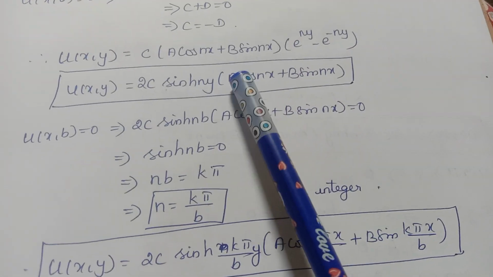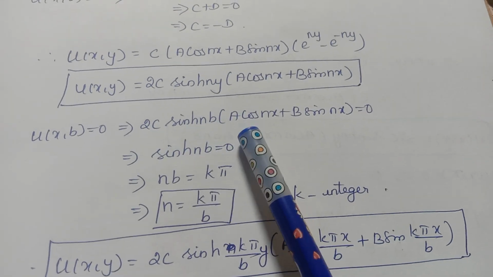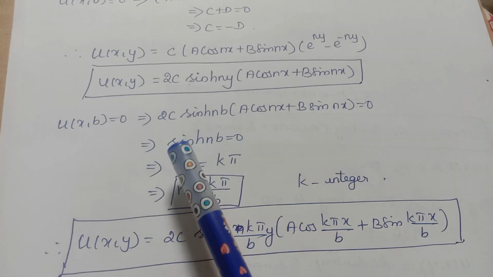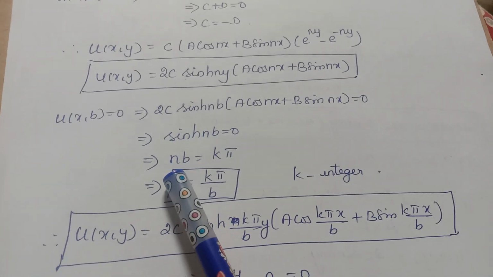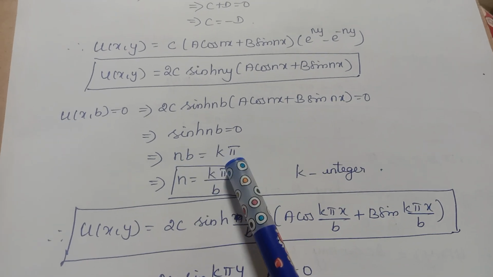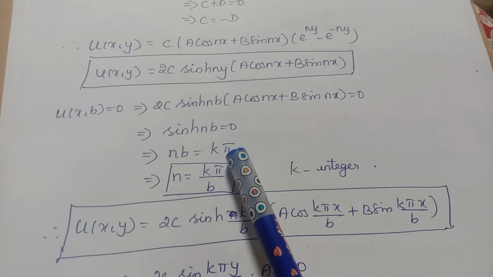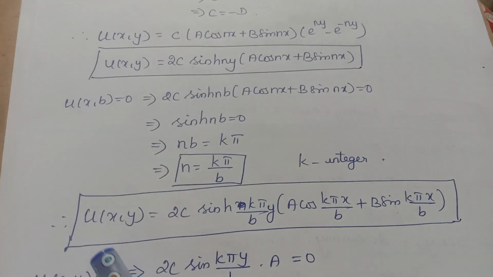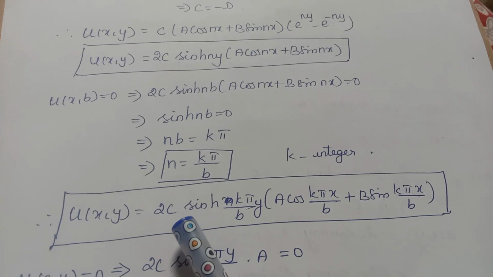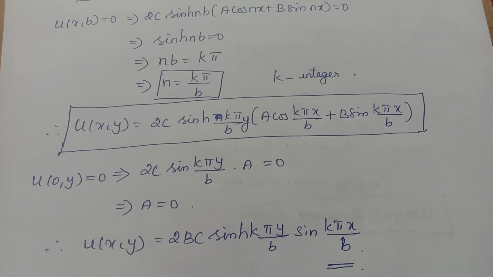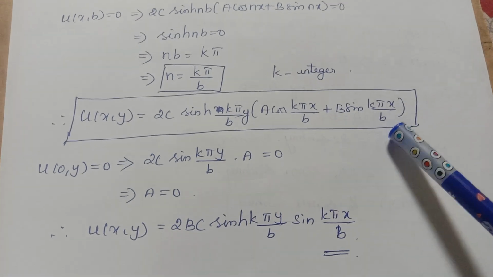That implies you substitute here 2c sinh nb into (a cos nx plus b sin nx) equal to 0. This cannot be 0, therefore sinh nb equal to 0 implies nb equal to k pi. That means nb must be multiples of pi. So k I take it as an integer constant. Okay, so nb equal to k pi or n equal to k pi by b. So the solution again takes the form 2c into sinh (k pi y by b) into (a cos k pi x by b plus b sin k pi x by b).